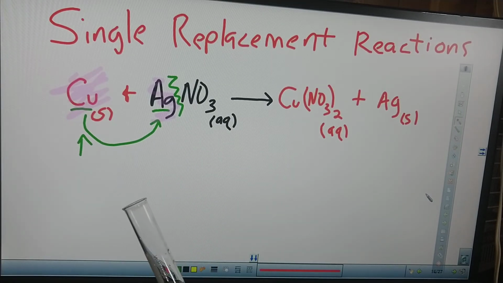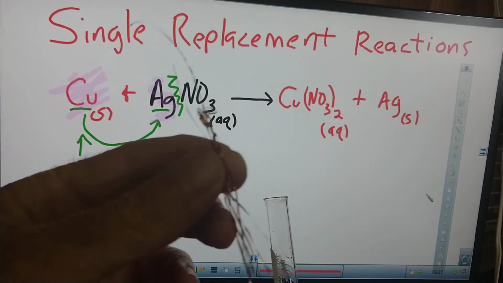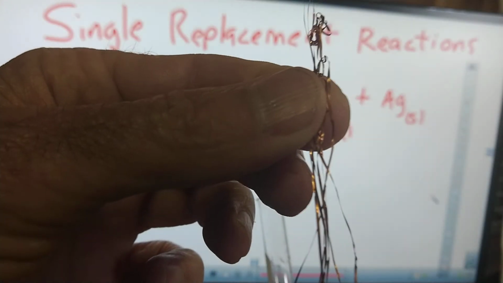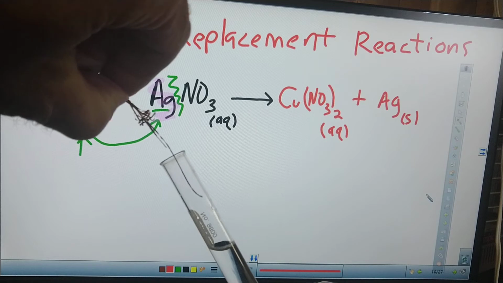So here we go. I've got one right here. See this copper? Can you tell that that is copper colored? It's copper. All right, there you go. There's a good look at it. I'm going to take that copper and I'm going to shove it down in this test tube.